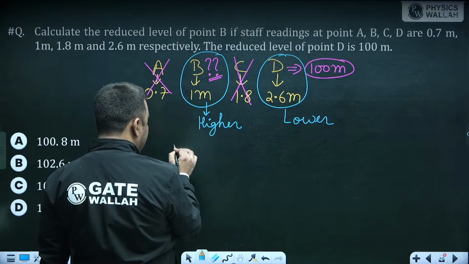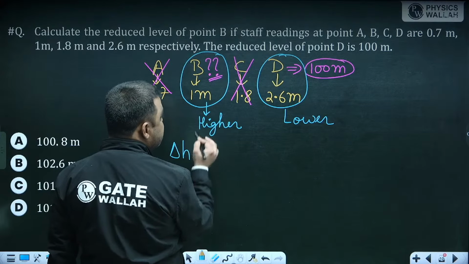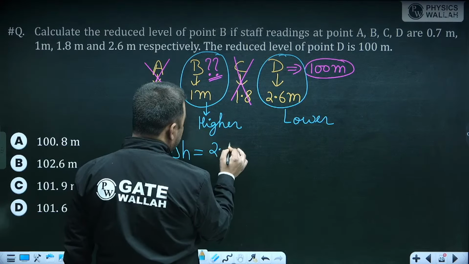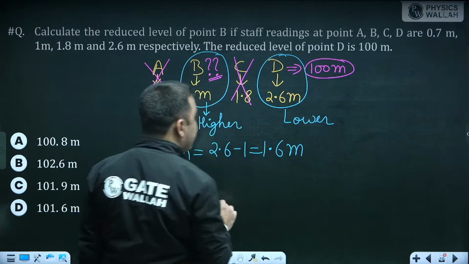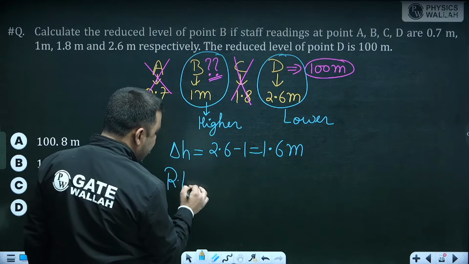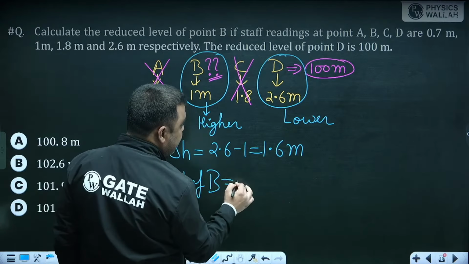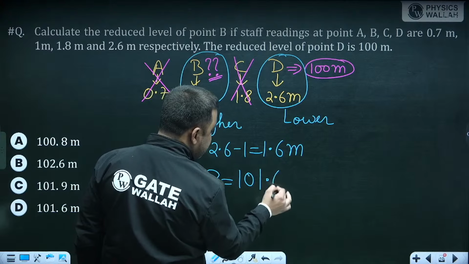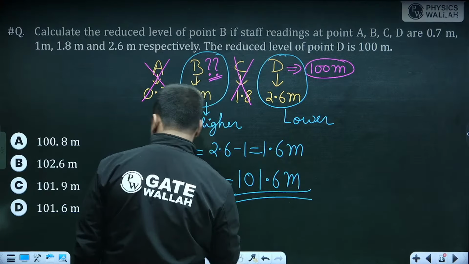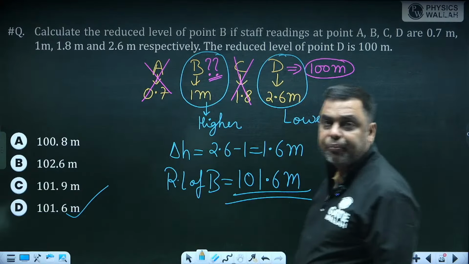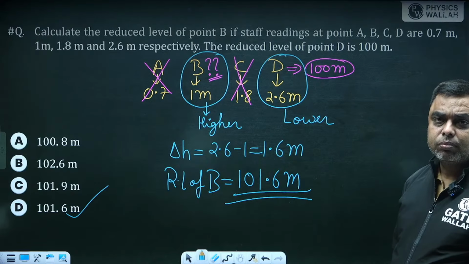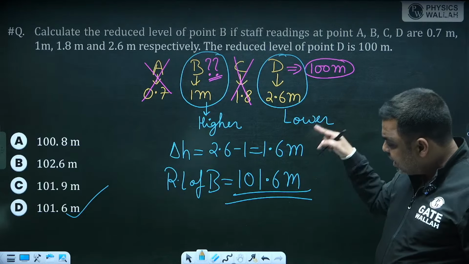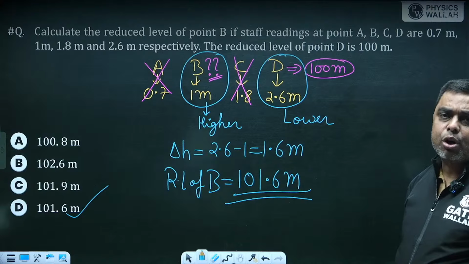Now, delta H among these two will be how much? 2.6 minus 1, that is 1.6 meter. RL of D is given, so RL of B will be 101.6 meter. As simple as that. So the answer is option D. It's easier, time saving and less confusing also.